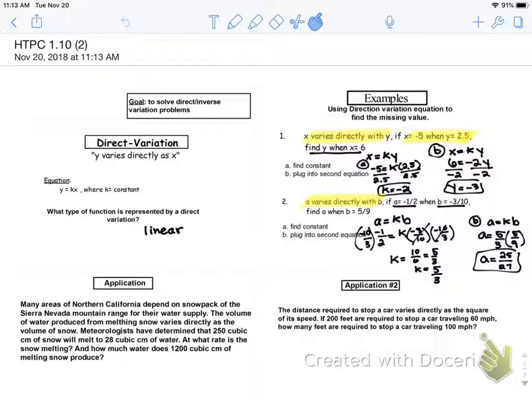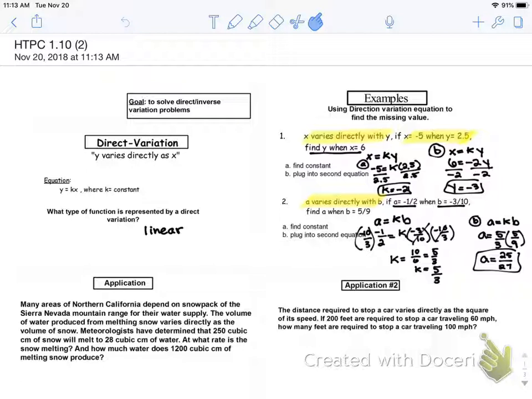Okay, let's look at an application problem. So it says many areas of Northern California depend on snowpack of the Sierra Nevada mountain range for their water supply. The volume of water produced from melting snow varies directly as the volume of snow. Meteorologists have determined that 250 cubic centimeters of snow will melt to 28 cubic centimeters of water. At what rate is the snow melting? And how much water does 1,200 cubic centimeters of melting snow produce.